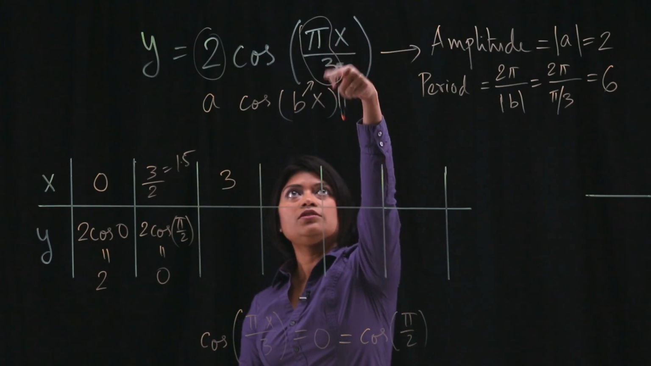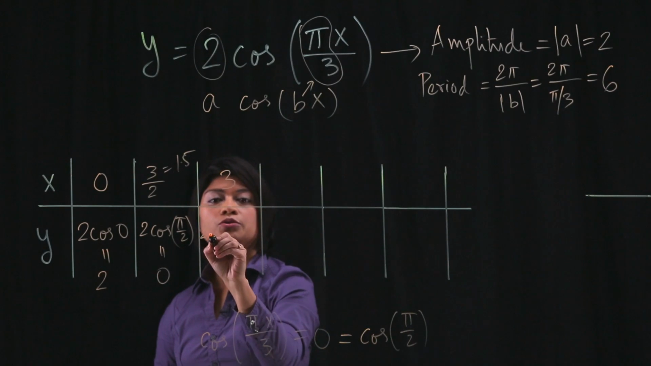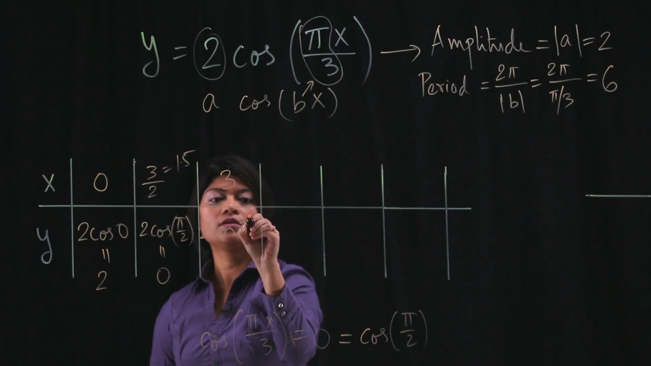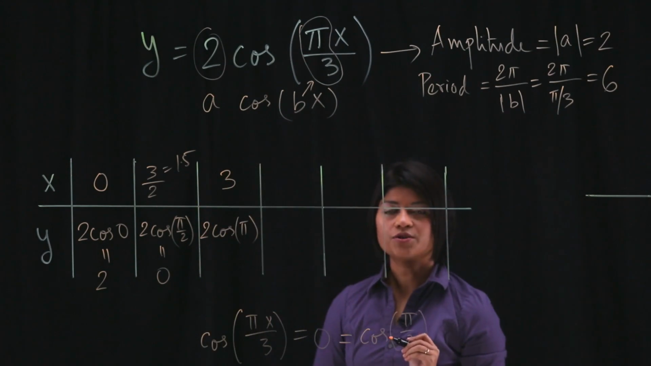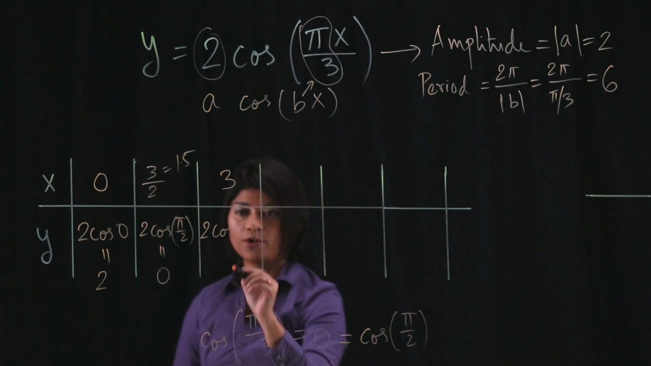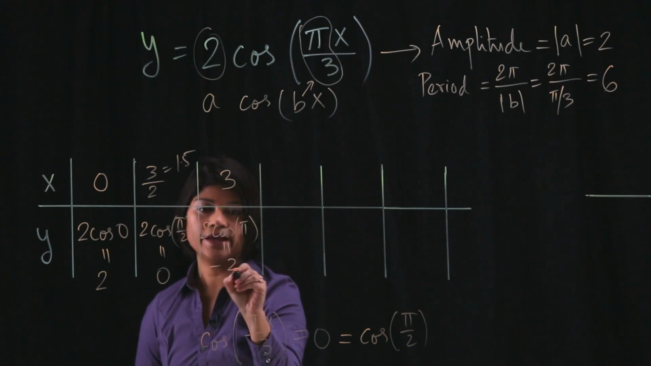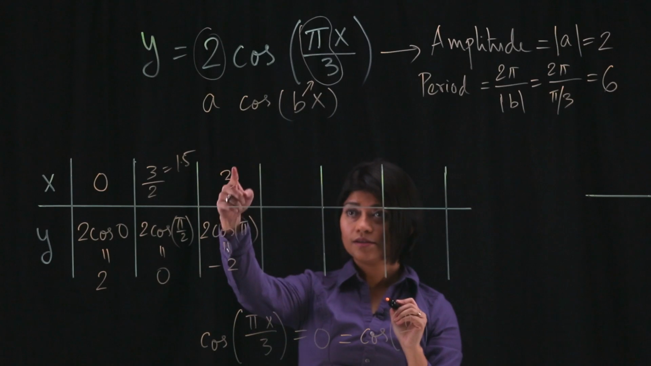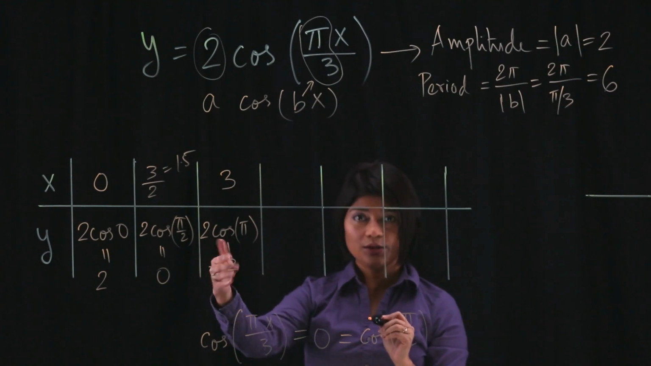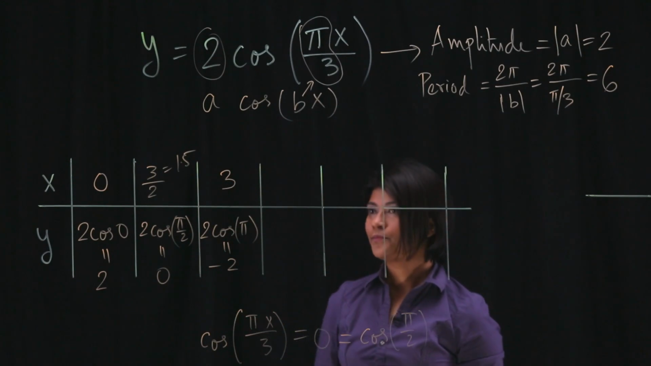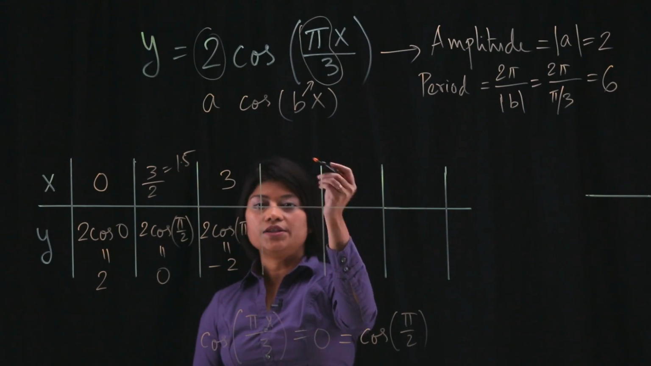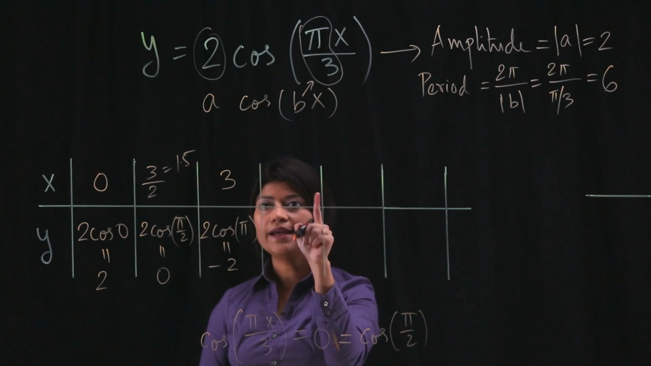Then 3 cancels, and you will get 2 cosine of pi. And what is cosine of pi? It's -1, so this will be -2. So we got the value of x when you will have the minimum y. Okay, continue. So let's see, what will the next value be?